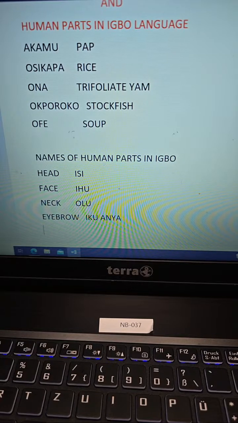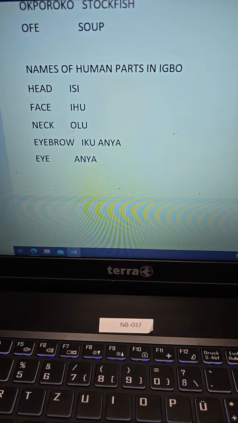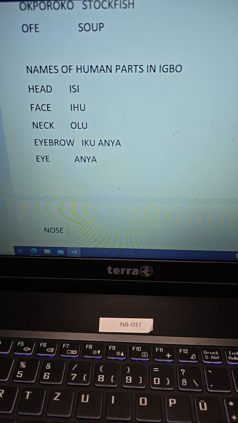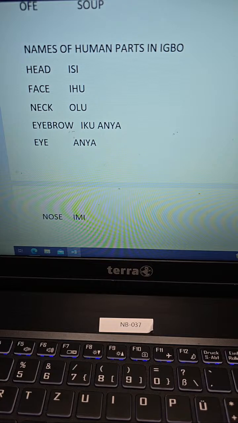Eyebrow. Eye. Anya. Eye, anya. Nose. Imi. Nose, imi. Nose, imi.